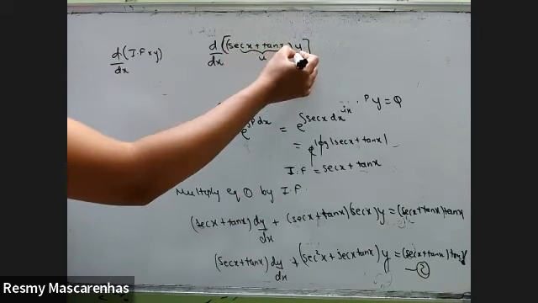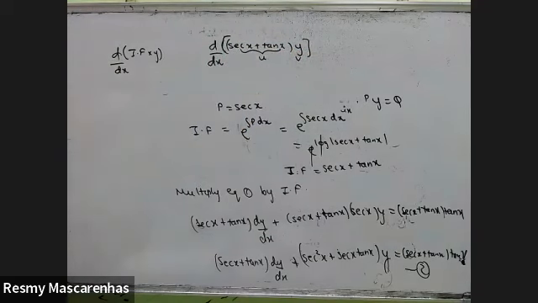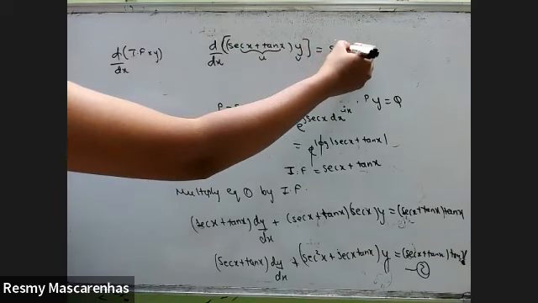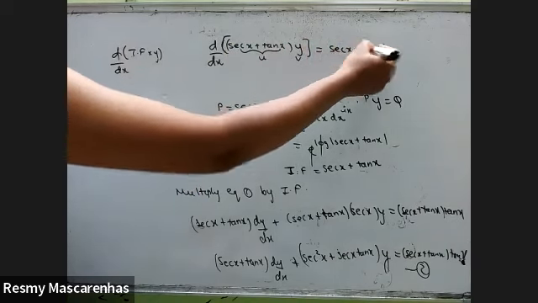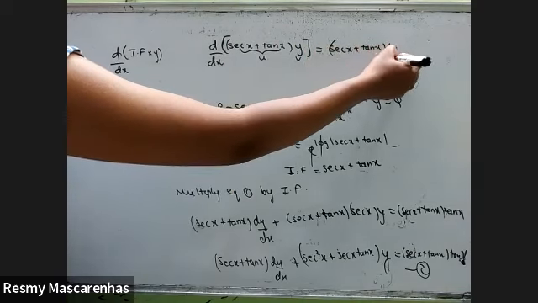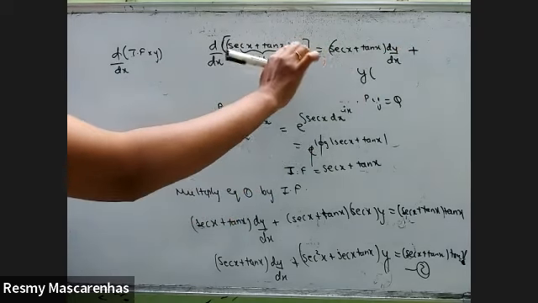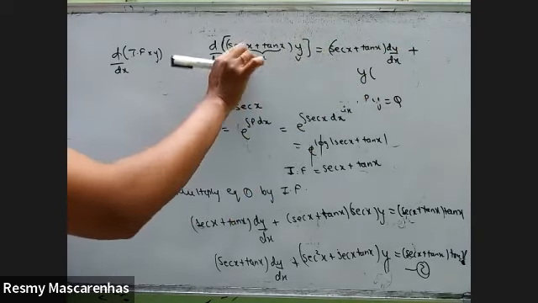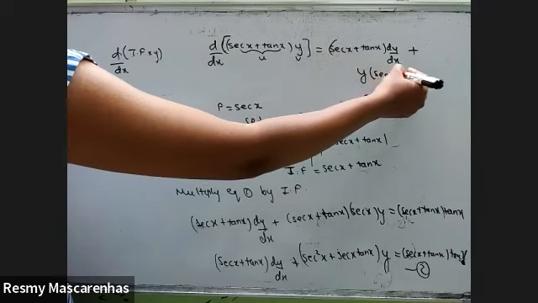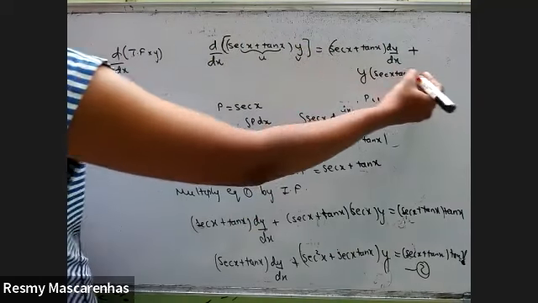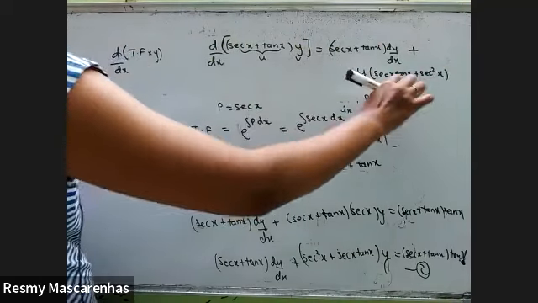So this is u and this is v. Integrating factor into y. So sec x plus tan x, u into derivative of v plus v, which means we copy paste as it is. Now the derivative of sec x is what? Sec x tan x, and the derivative of tan x is sec square x. So it's the same thing.